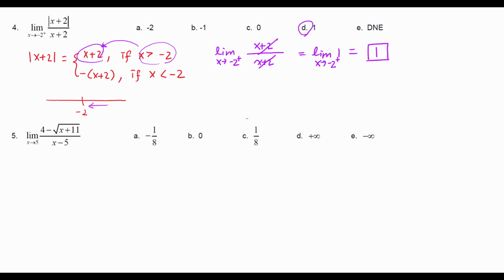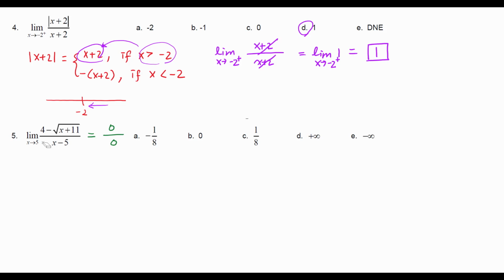Number 5. Limit as x approaches 5 of quantity 4 minus the square root of quantity x plus 11 over quantity x minus 5. Again, I can see if I plug x equal 5, my denominator is already 0. And even if I plug it into the numerator, x equal 5, the square root of 5 plus 11 is 16. Square root of 16 is 4. 4 minus 4 is 0. So I get 0 over 0 again. And with a radical in there, we had a special technique, which was rationalizing.